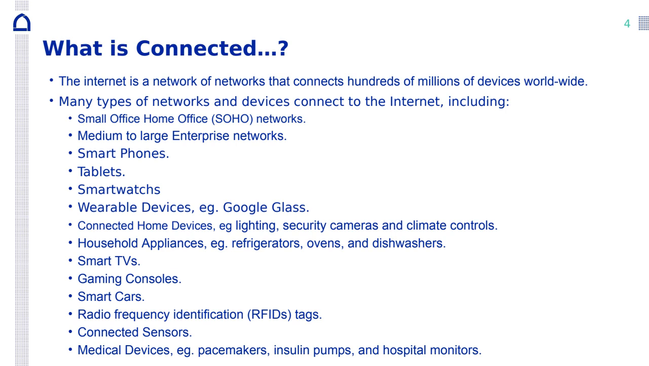Small office, home office, SOHO. We have medium to large networks, smartphones, they are connected to network. Wearable devices, you know the wearable devices like a smartwatch, Fitbit type for walking, exercising, smart TVs now.